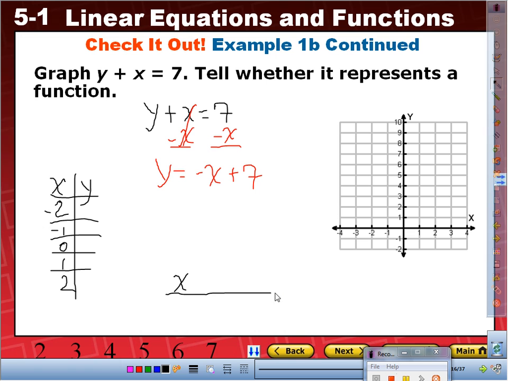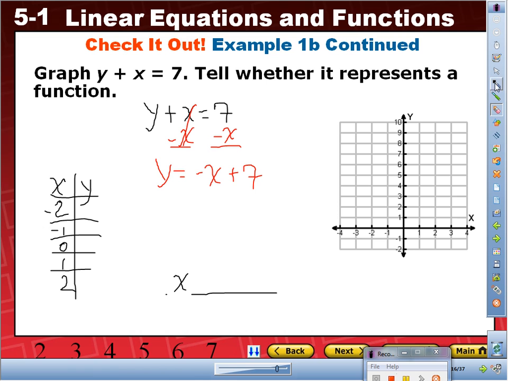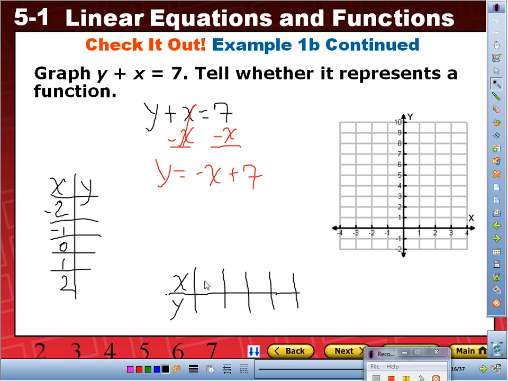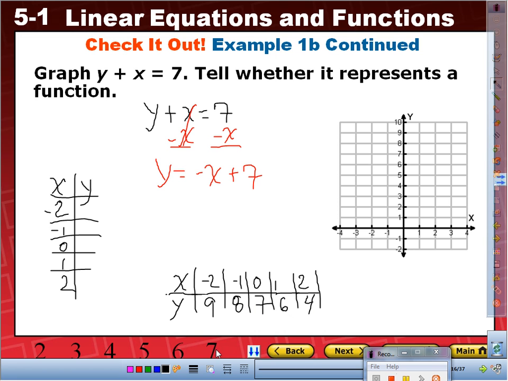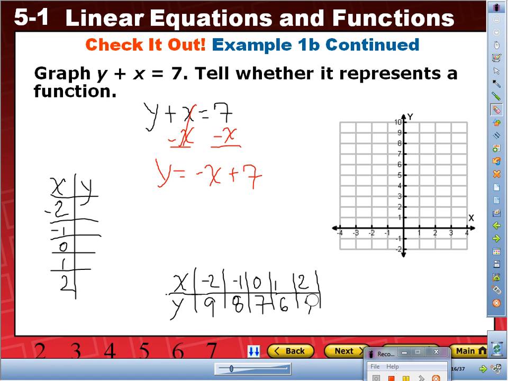Some of you like to use this kind of table. Oh, sorry. So yeah, negative 2, negative 1, 0, 1, and 2. Okay, I'll use this one. How about if I substitute negative 2 in here? Negative 2 times a negative is a positive. Positive 2 plus 7, that's 9. The next one is 1 plus 7, that's 8, 7, 6, and 4. Oh, 5, my bad. Right. Just making sure you're paying attention.